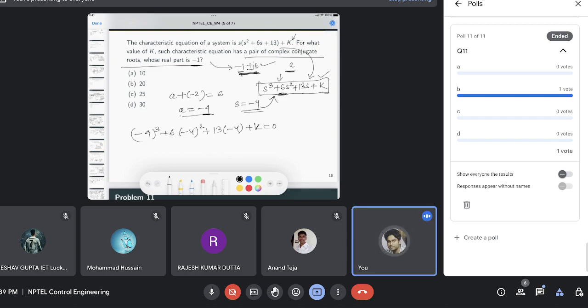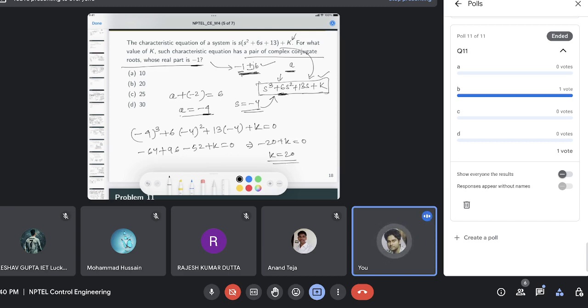So it is -64, it is 6 into 16, right? So 96, then -13 into 4, -52, plus k equal to 0. Solving this, -64 plus 96 minus 52 is -20. So we have -20 plus k equal to 0, or k equal to 20. Okay, fine, that is the answer.